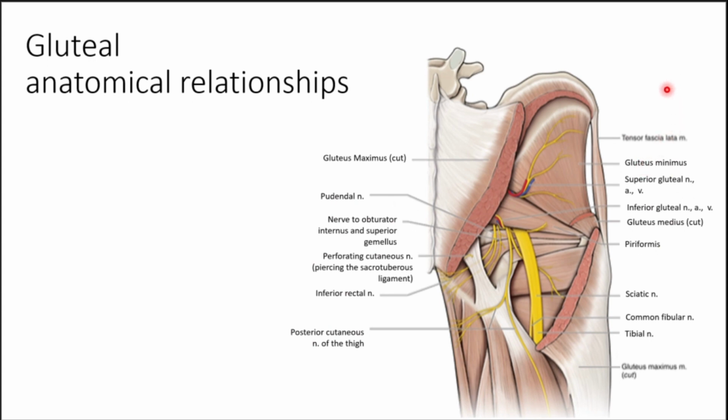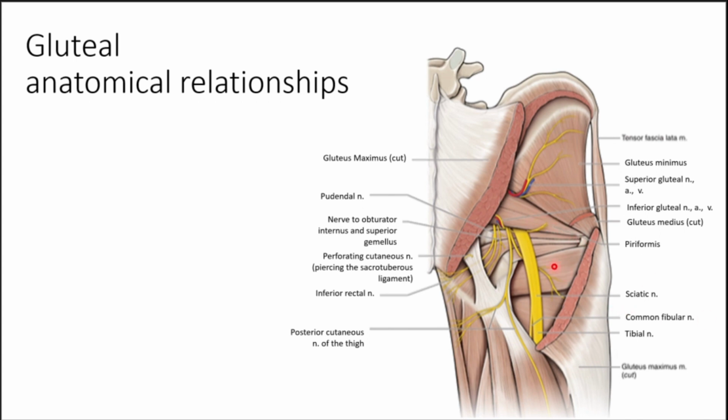Within the gluteal region, unique relationships occur between the muscles, nerves, arteries, and veins. Specifically, the superior gluteal nerve, artery, and vein, visualized here, enter the gluteal region superior to the piriformis muscle and inferior to the gluteus minimus. The remainder of the nerves of the sciatic plexus, the sciatic nerve, and the inferior gluteal artery and vein enter the gluteal region inferior to the piriformis muscle.